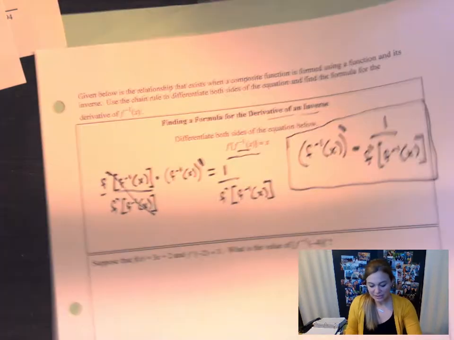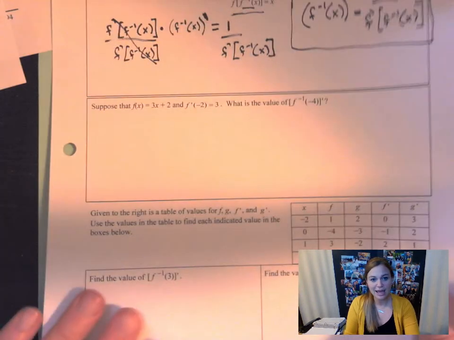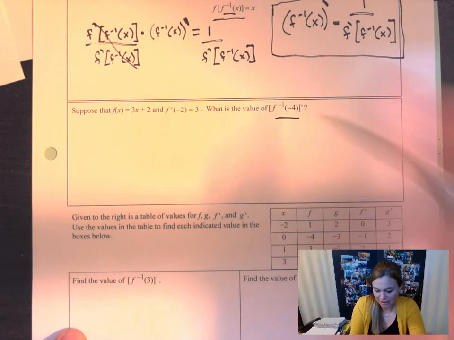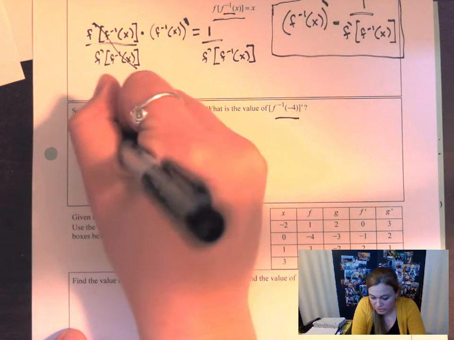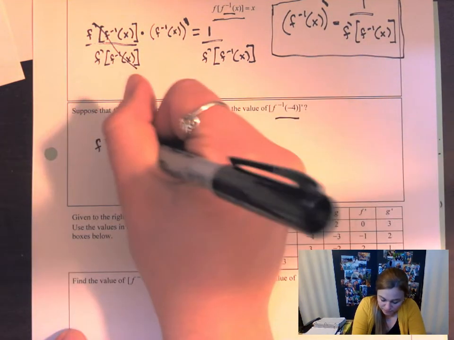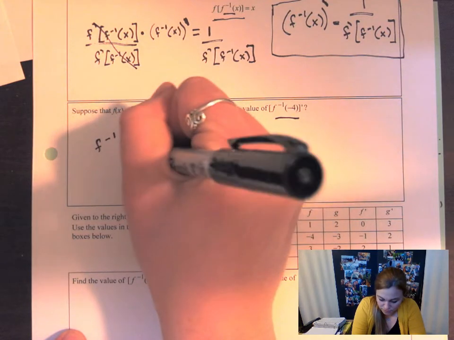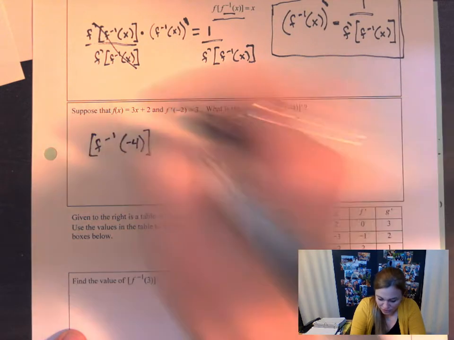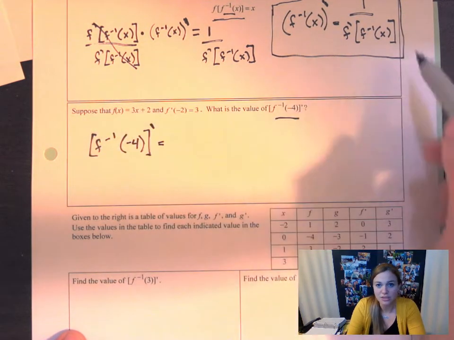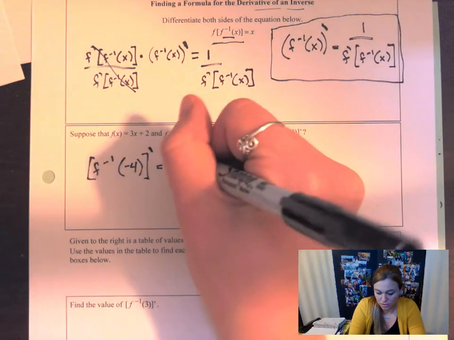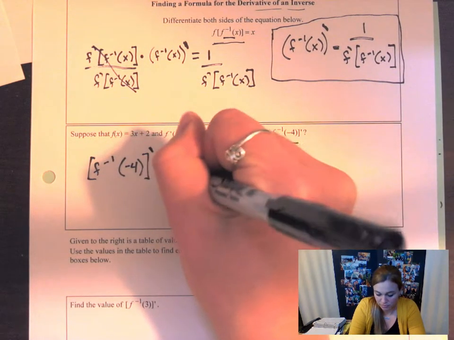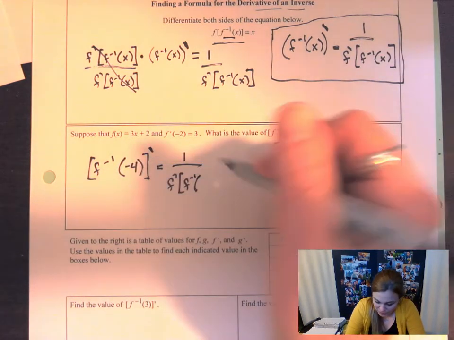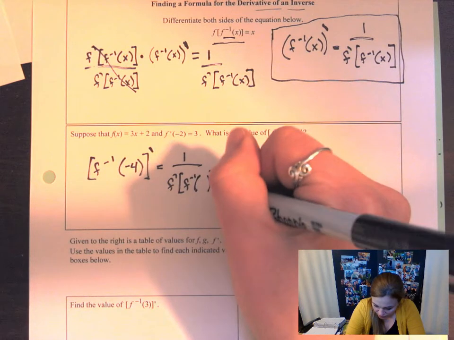So this one says, suppose that f of x is equal to 3x plus 2, and f prime of negative 2 was 3. What's the value of f inverse of negative 4? So f inverse of negative 4, and this says prime, so what's the derivative? So prime equals, and I'm just going to go up here and use this. 1 over f prime of f inverse of this one of -4.